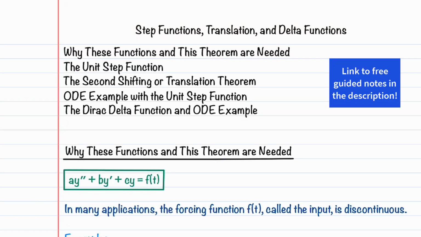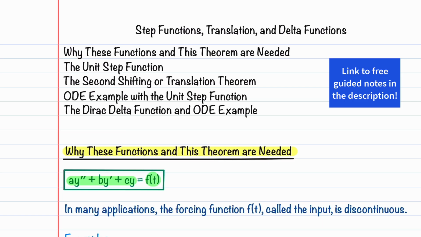In this video, we're going to learn about two very important functions, the unit step function and the Dirac delta function, along with the second shifting theorem. Now, you might be wondering, why do we even need these? Here's the big picture. When we're solving a second-order differential equation like this one, the right-hand side, f of t, is called the forcing function or the input.